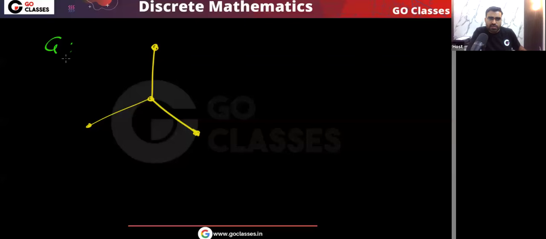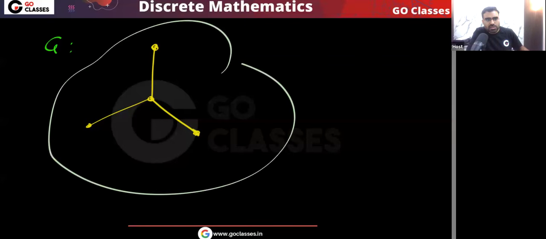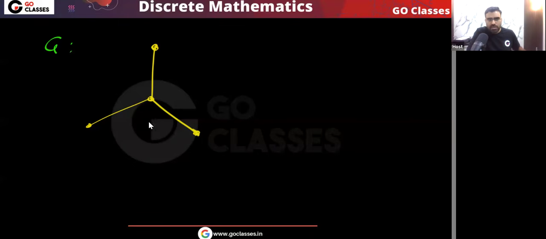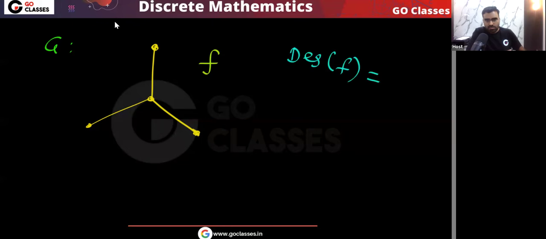Okay, consider this graph. Now you tell me, is this a planar representation? Yes, this is a drawing without edge crossing. Now you tell me, how many faces are there? There is only one face. Yes or no? There is only one face, F. Now you tell me, what is the degree of this face?